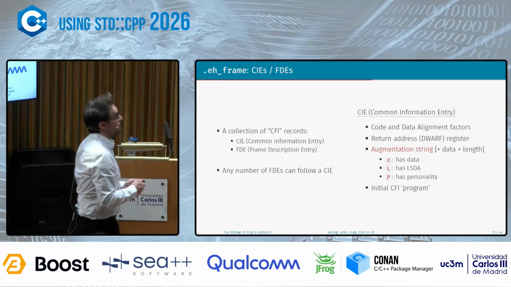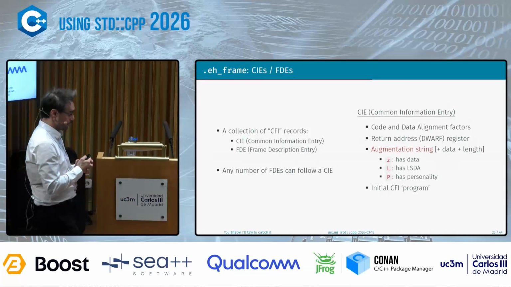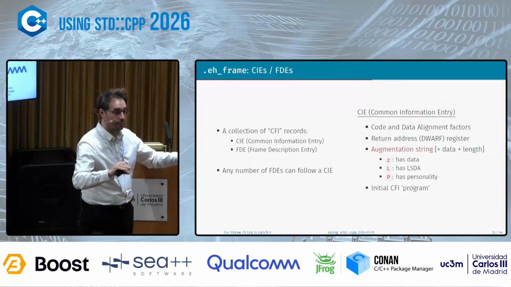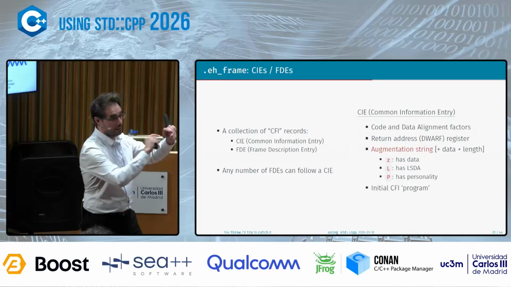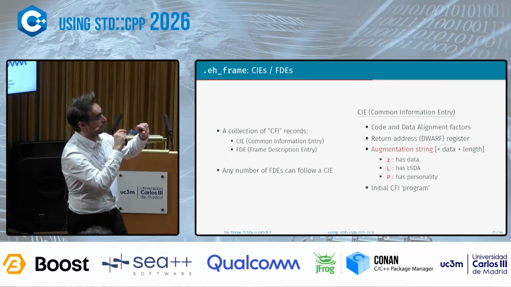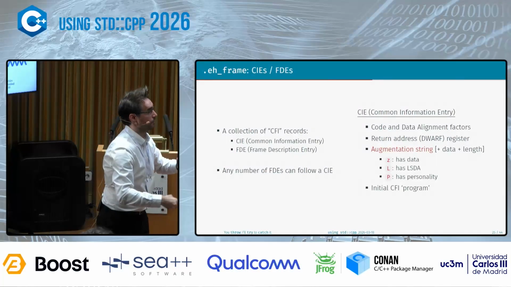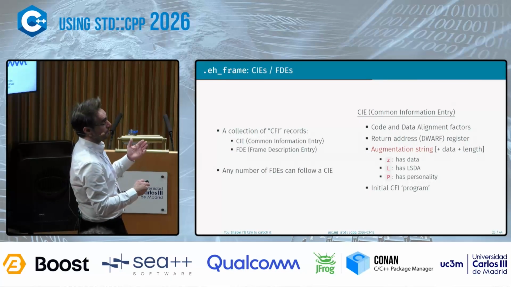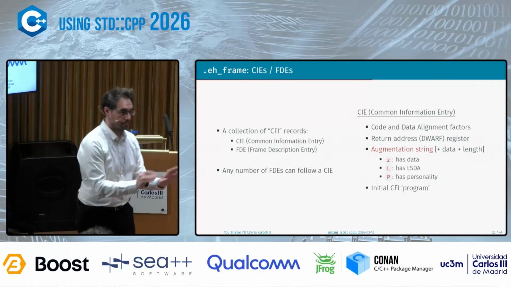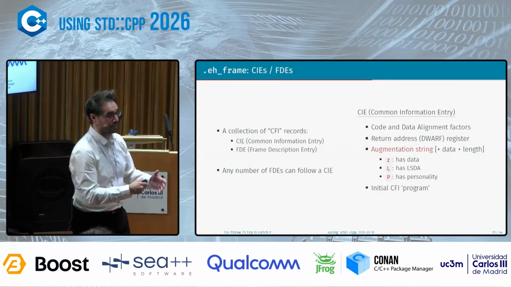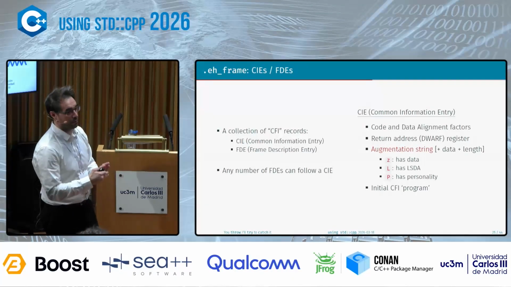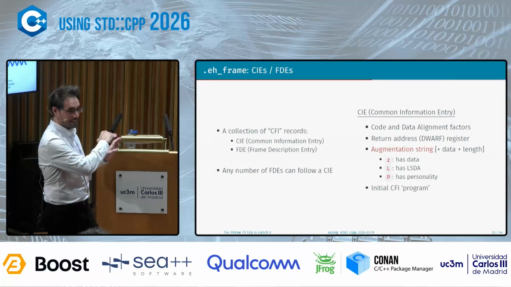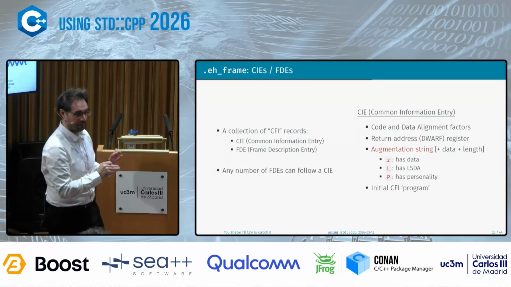It contains also the return address register and some augmentation string. This is very important because it describes additional payload that could come with the CIE or FDE. It's basically a character string that, depending on the specific characters you find there, signals the presence of some additional bits of data. So if the augmentation string starts with z, it means we have some additional payload. We need to be cautious because there are some additional things we need to pay attention to. If we find a capital L afterwards, it means that we have some LSDA information. Recall, LSDA is the language-specific stuff for dealing with exceptions, right?